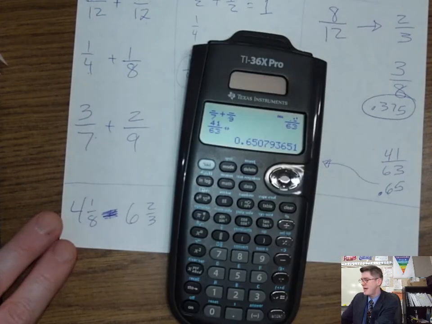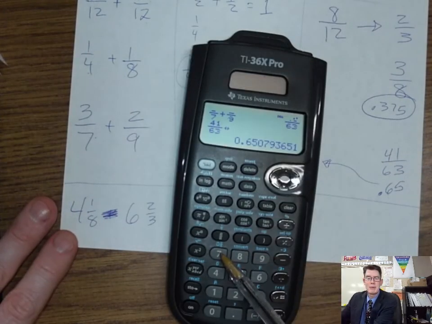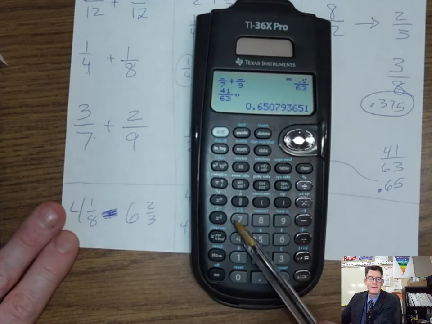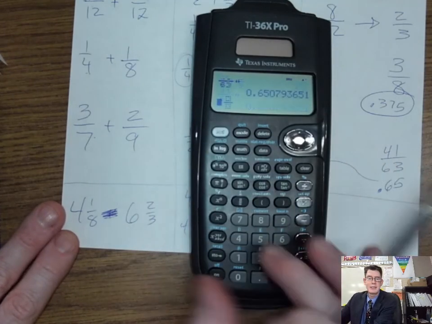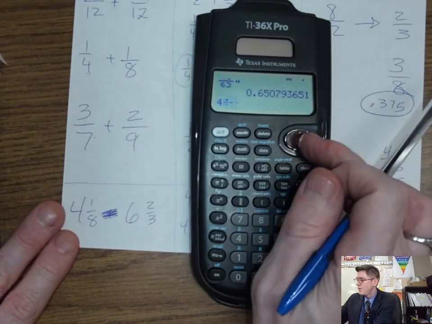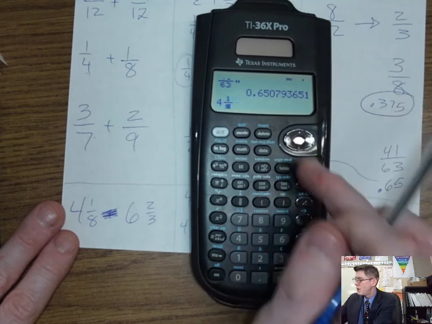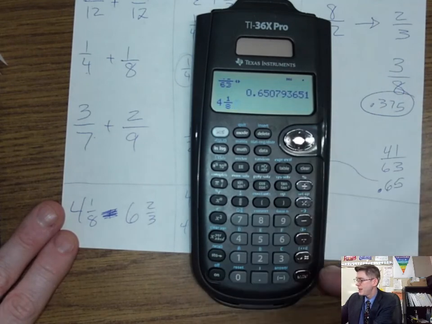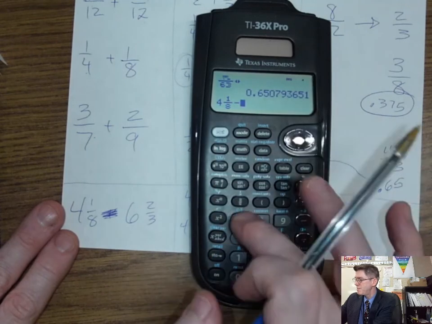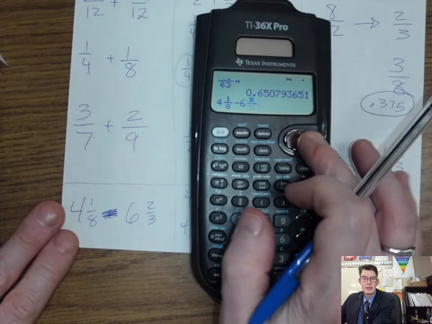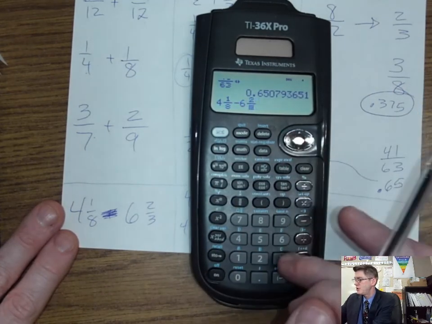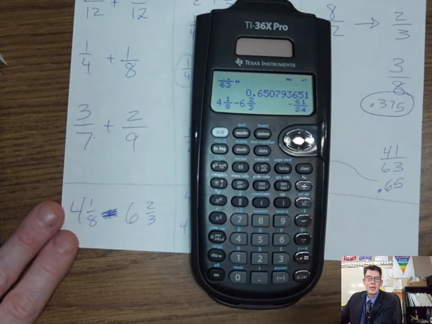Let's see what the calculator likes. The mixed number button is above the 7 here. So I hit the second button and 7. 4 and 1/8 minus the mixed number 6 and 2/3. What do I get?